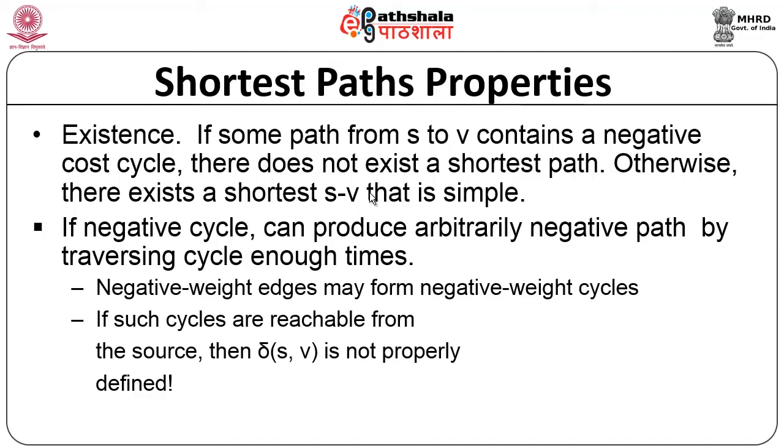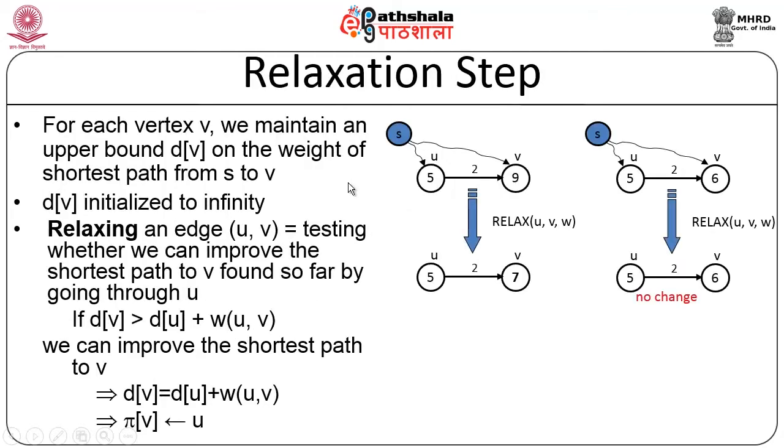A negative cycle can produce an arbitrarily negative path by traversing the cycle enough times. So, negative weight edges may form negative weight cycles. If such cycles are reachable from the source, then the minimum cost between S and V is not properly defined, because you will be going round and round, and you do not know when the path ends.